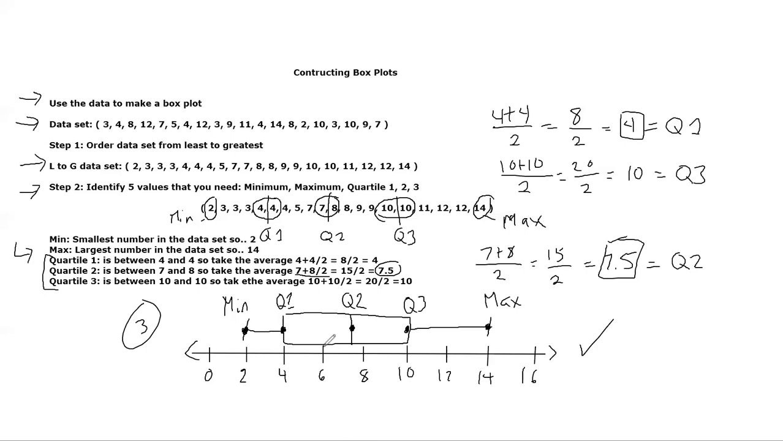You should be able to graph one of these if I give you all 5 of these, right? If I give you a data set, you should be able to go through all these steps and graph one of these. And if I give you one of these completed, you should be able to go backwards, look at the graph, read the graph, and tell me what's the minimum, quartile 1, 2, and 3, and what's the maximum without doing any math, okay?